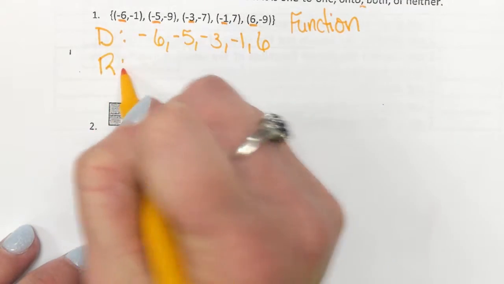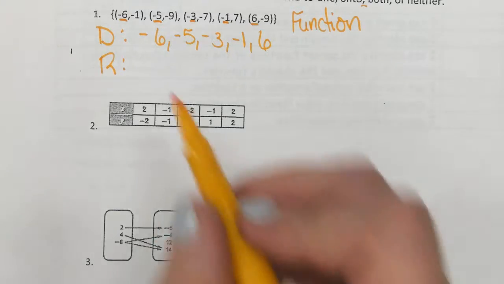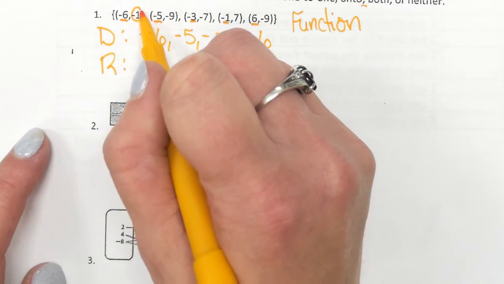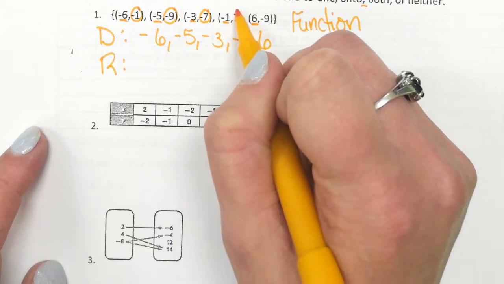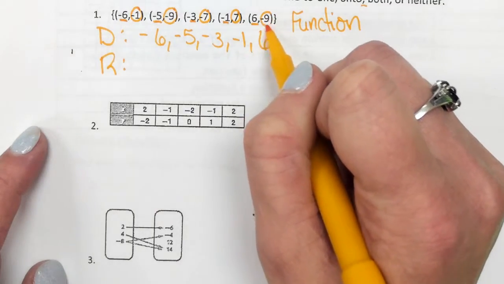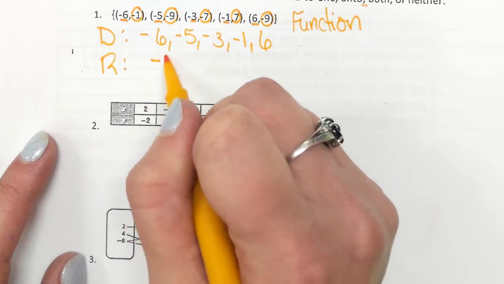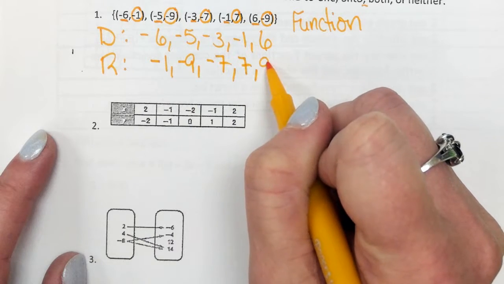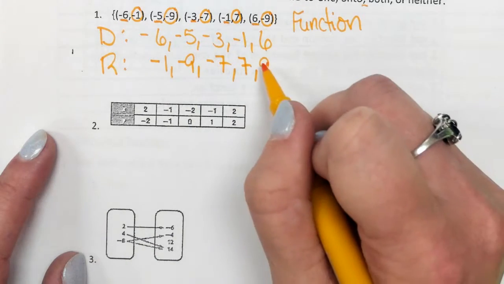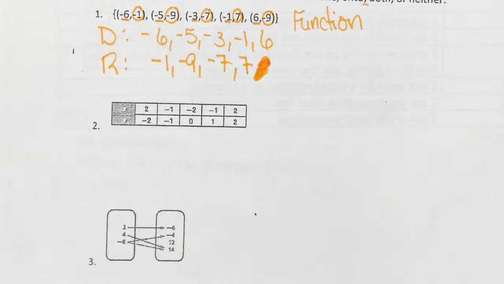Okay, then it wanted my range. What's my range? What letter? My y values, right? What's my y values? +7. And what's the last one? -9. Let's see. -1, -9, -7, +7. Is that a -9? Oh, okay. We're not going to write that twice then. I didn't realize it was a -9. So if they repeat, you don't write them more than once. You just write them up one time, okay?